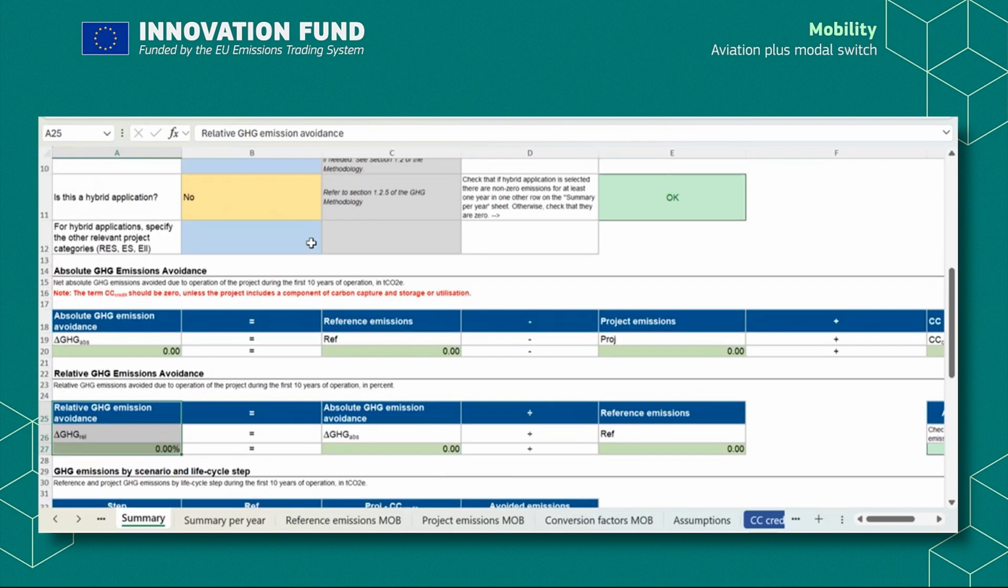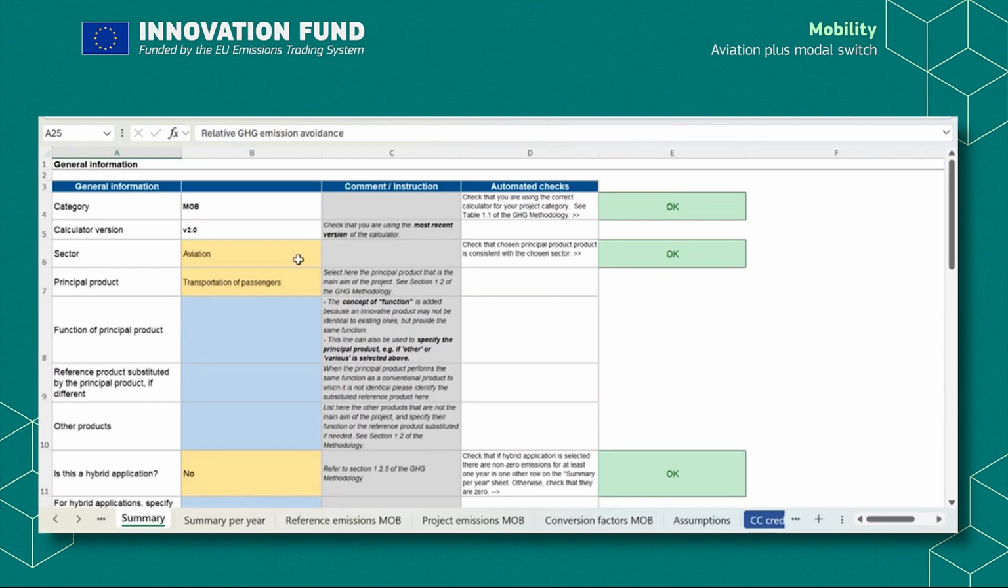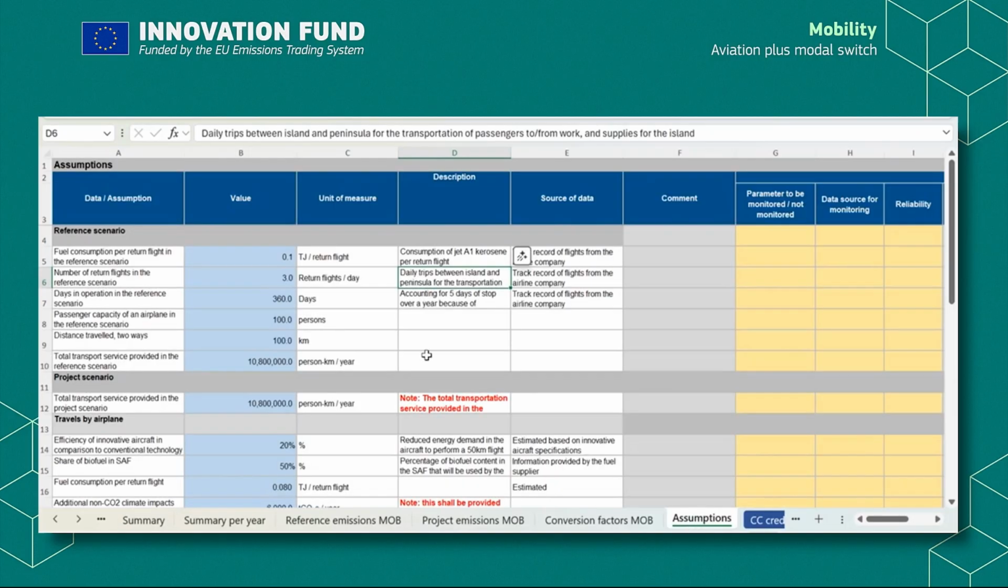You should start preparing your calculations by filling in the general information table. This should include the sector of the project and the principal product as well as other relevant parameters. I have pre-filled the tab with general information for this illustrative GHG calculation. I will now move to the Assumptions tab, which I have also already completed with the information about our hypothetical project. As your project is not yet up and running, you will need to adopt assumptions to predict your operational performance and calculate your reference and project emissions.